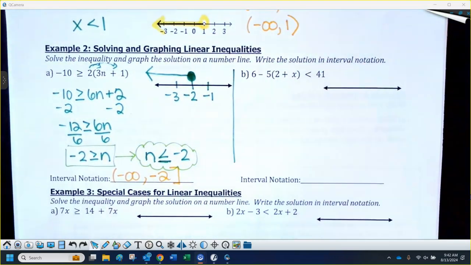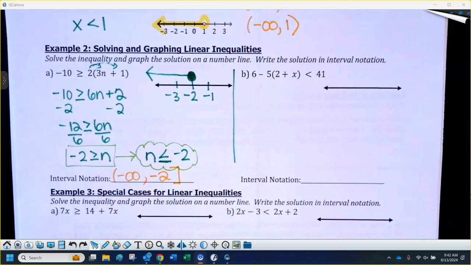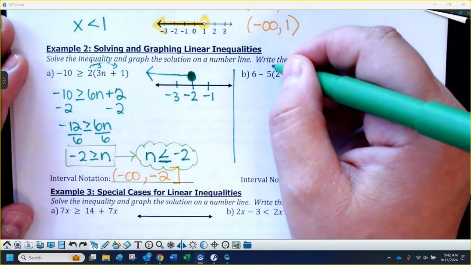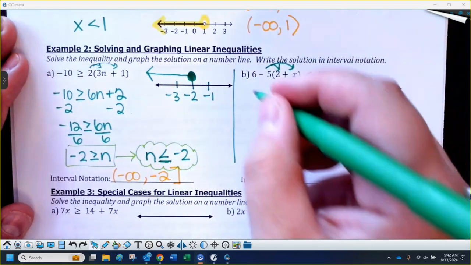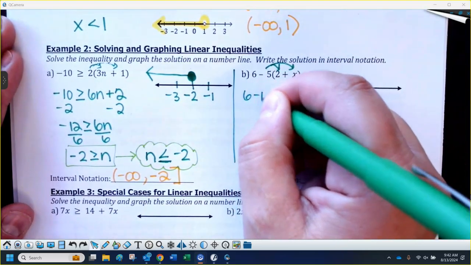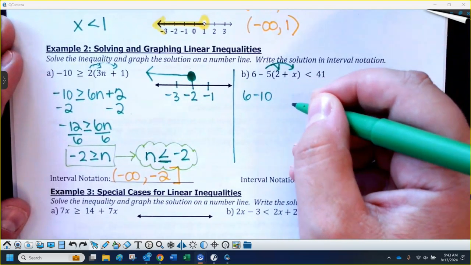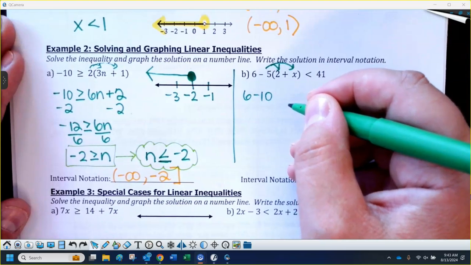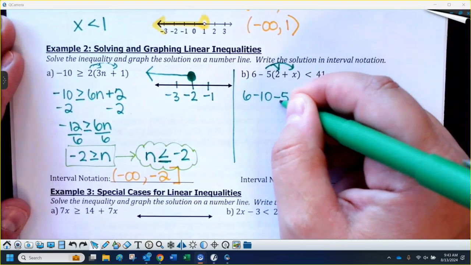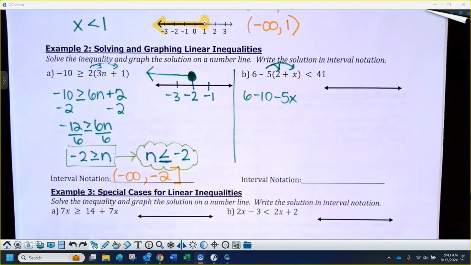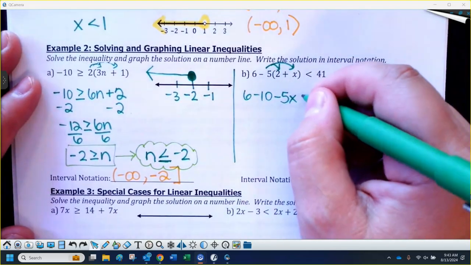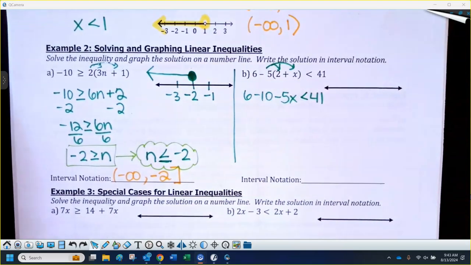All right, who wants to try the one next to this? I've got 6 minus 5 times the quantity 2 plus x is less than 41. What do we think? What would you do first on that next one? Camry, go ahead. Good deal. So what would you write? Okay, plus -5 would be the same as... You're right. I would just do it like that. It'll make it easier. Plus -5x is exactly true, but if you have plus a negative, if you want to just write that as subtraction, it might save you a little space. Okay, what do you want to do next?